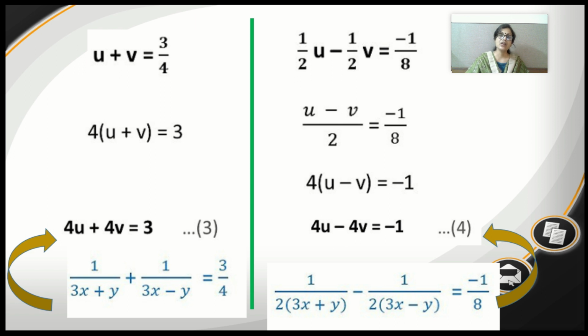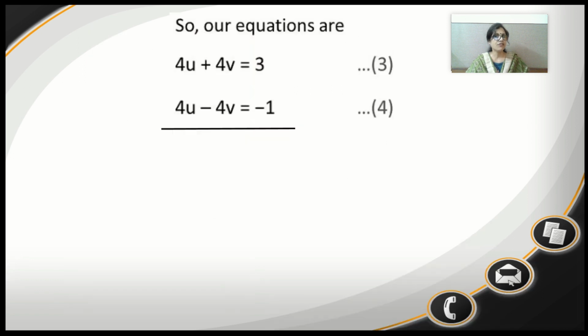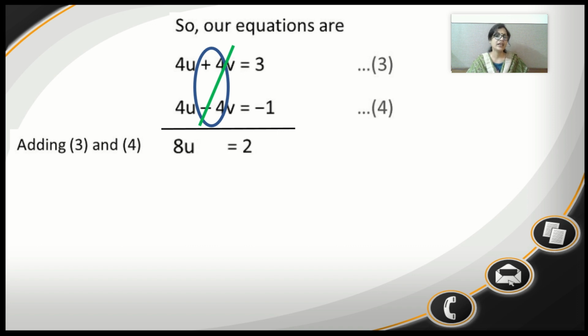So you can see that equation 3 and equation 4 are perfect linear equations in two variables, which we are solving now. Here we have written equation 3 and 4 one below the other. You can see that the coefficients of v are similar and their signs are opposite. So we will solve this by elimination method. Adding 3 and 4, we will first cancel these two terms. So we get 8u is equal to 2, and therefore u is equal to 1 upon 4.